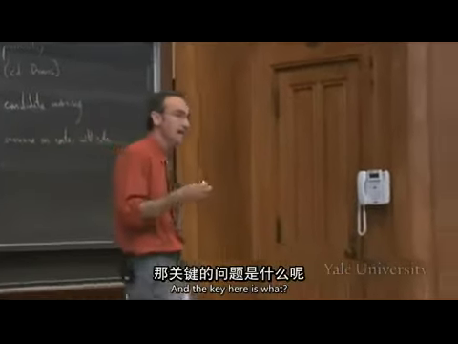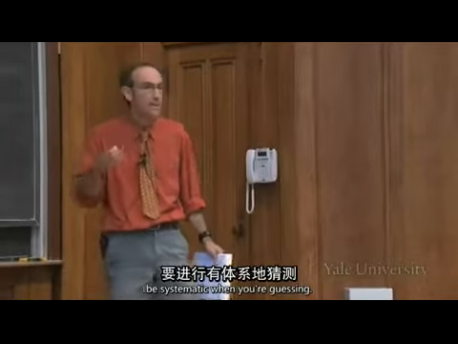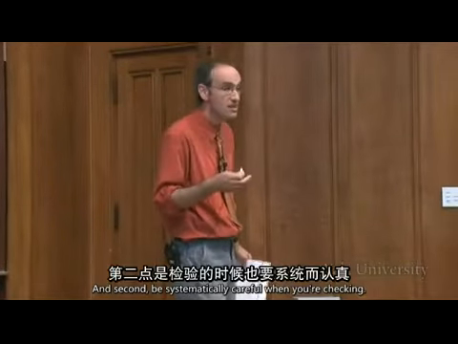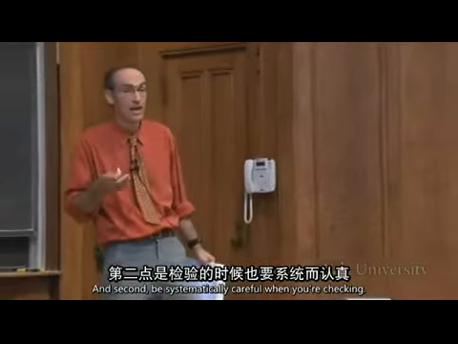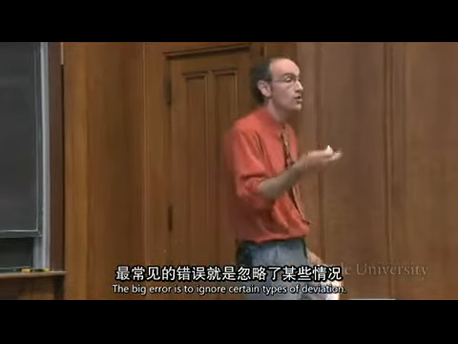And the key here is what? Without writing it necessarily, the key here is be systematic when you're guessing. Make sure you've looked everywhere. And second, be systematic, be careful when you're checking. Right? The big error is to ignore certain types of deviation.